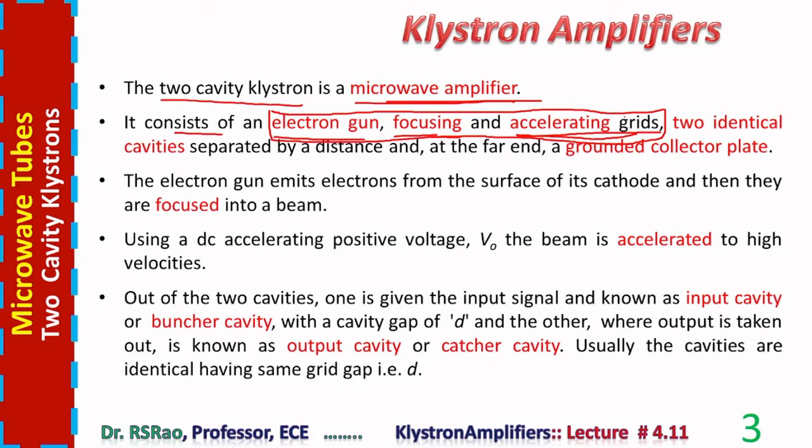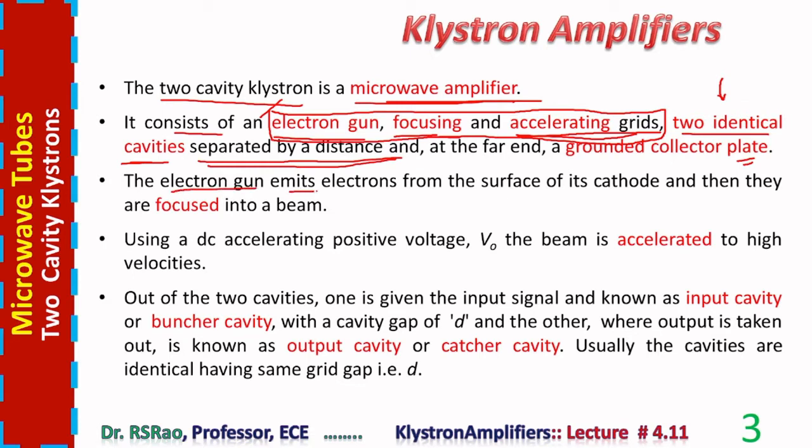In addition to these three, there exist two identical cavities separated by a distance. Input is given to one of these two cavities, and output, the amplified version of the input, is taken from the other cavity. These two cavities are separated by a distance called the drift space. One end begins with the electron gun. At the other end, there exists a grounded collector plate.